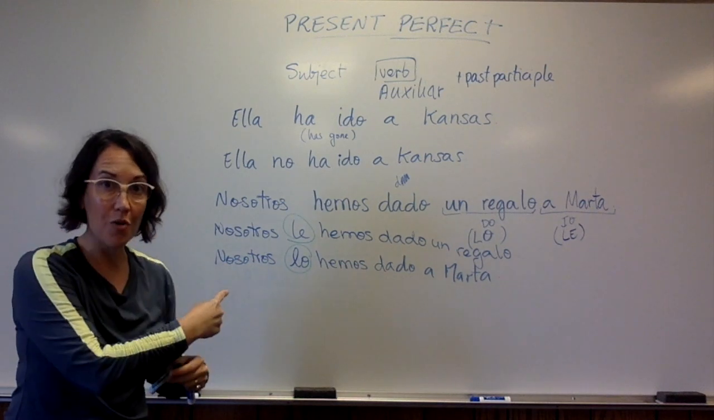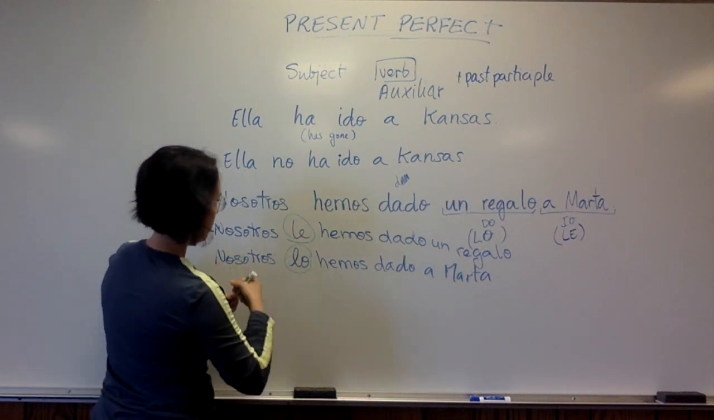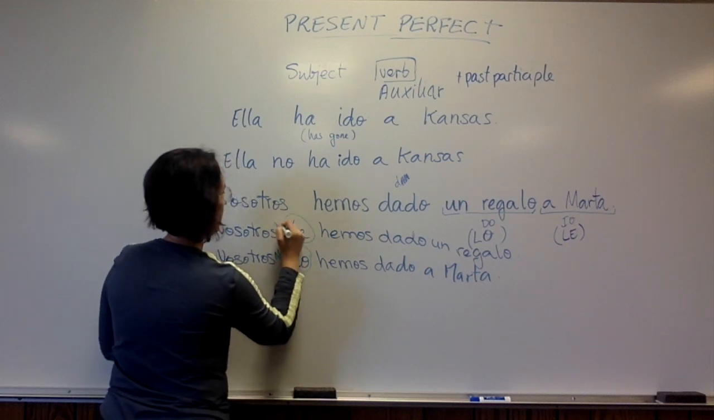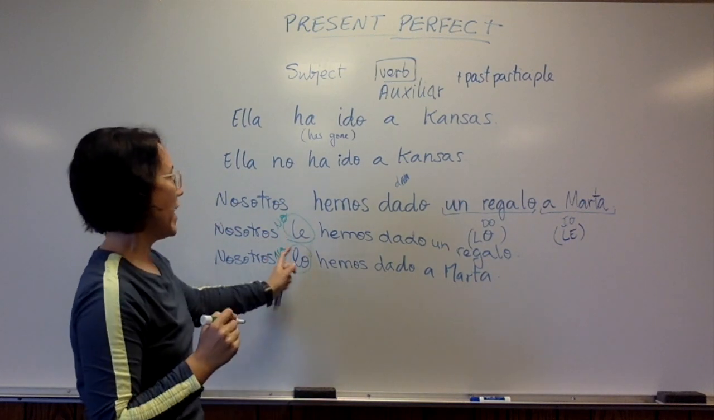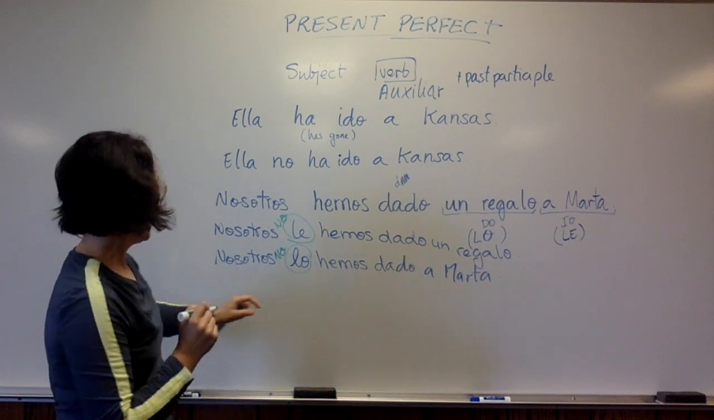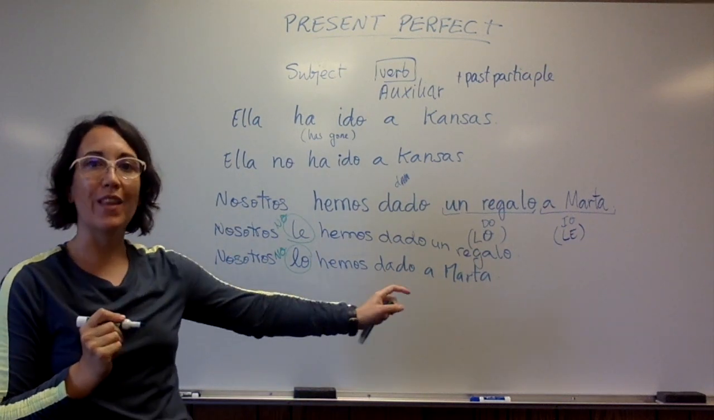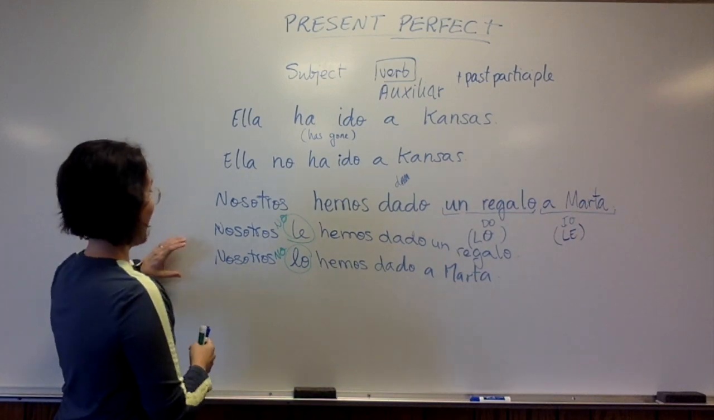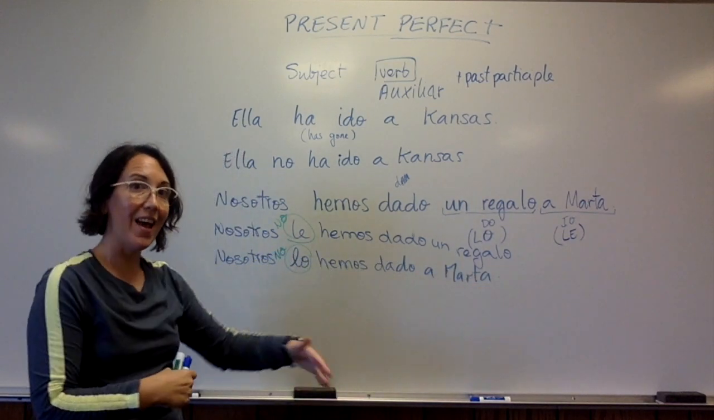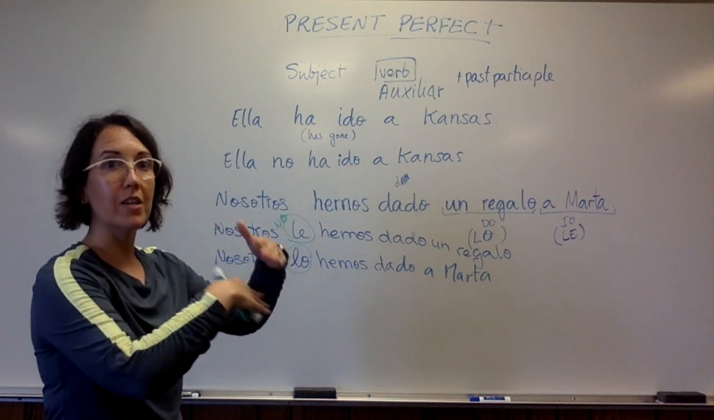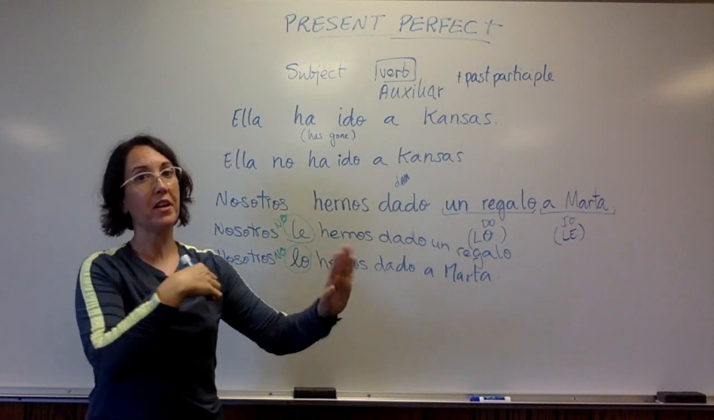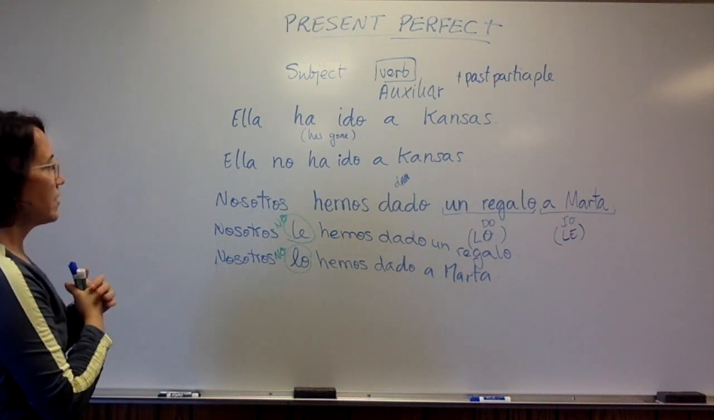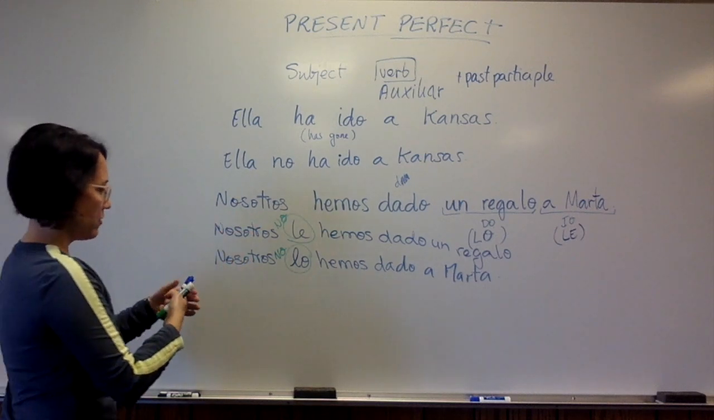If you had a no, you'd put the no before the pronoun. So, nosotros no le hemos dado un regalo. Nosotros no lo hemos dado a Marta. See? And of course, you can make this sentence very long and then add pero, but, and continue the chain of events of what we have given, what we have done today. And so this would be the two pronouns separately.